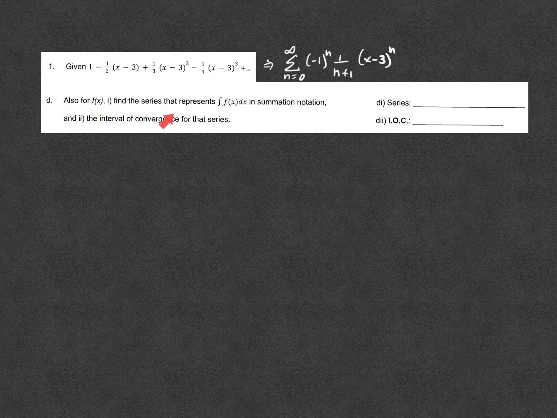In 1D, we'll find the series for the antiderivative. We'll do it using the summation notation for the original series, but then we'll also take a look at doing it on a term-by-term basis. Okay, the antiderivative of this expression, where our variable is x.